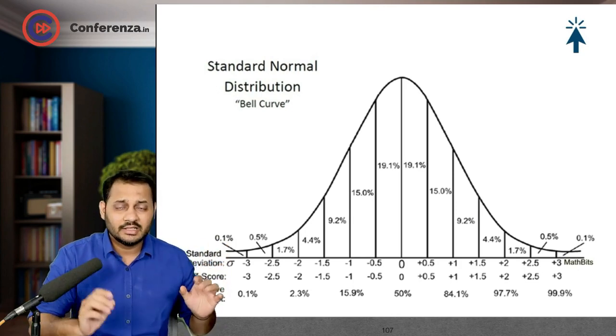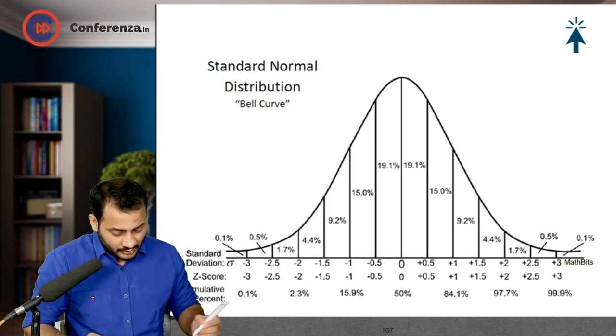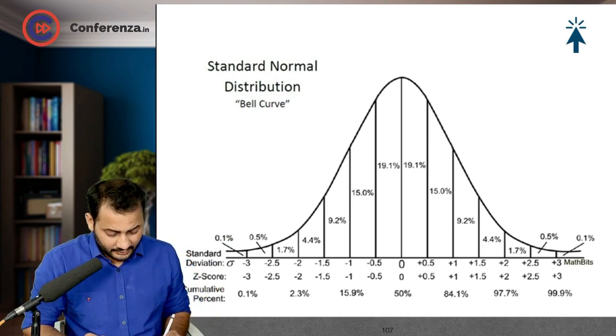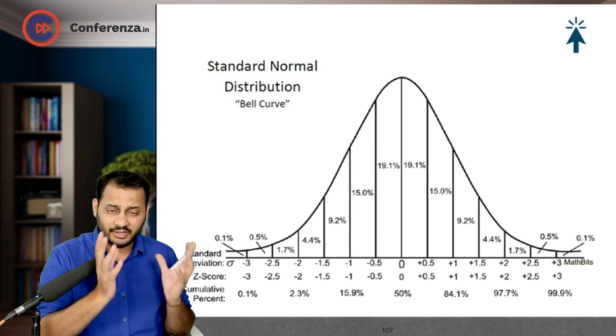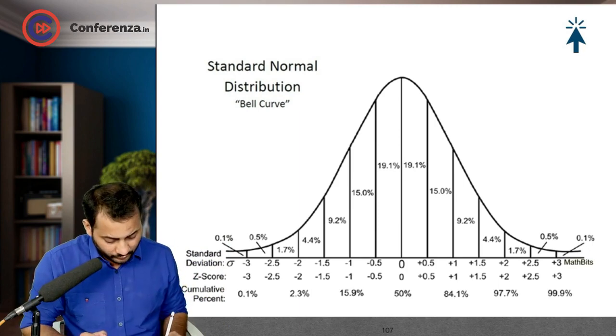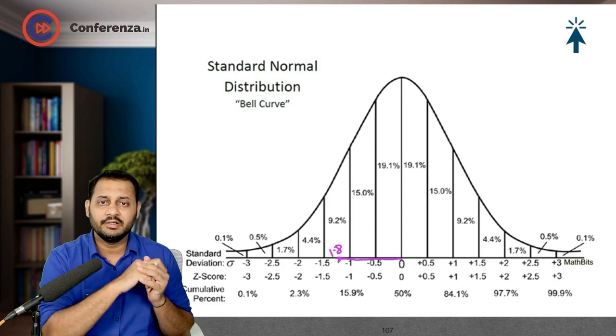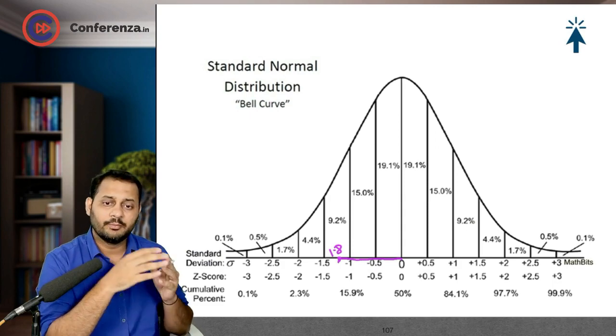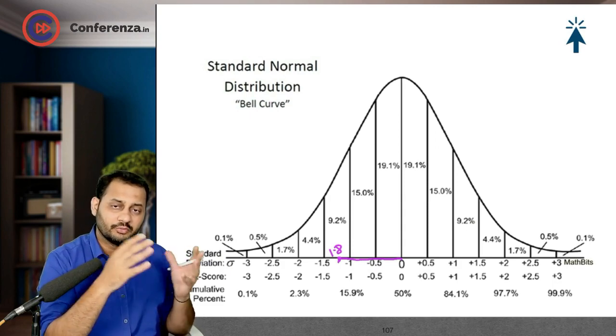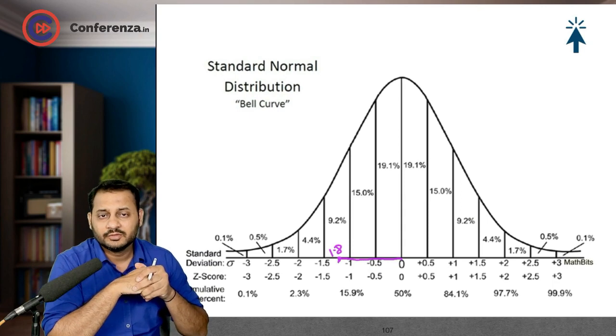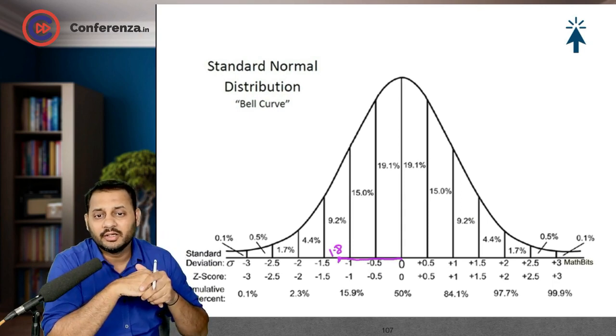That's very easy. But tell me one thing, what is the probability or the percentage or area covered if we move 1.8 standard deviations away from the mean, and that too only on the left side, or 1.8 standard deviations away on both the sides? What will be the probability or area?